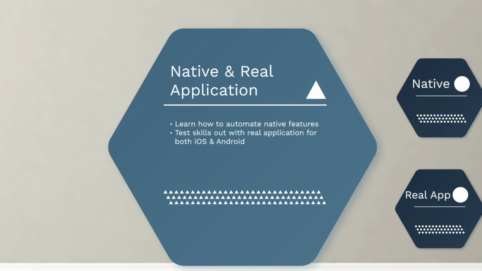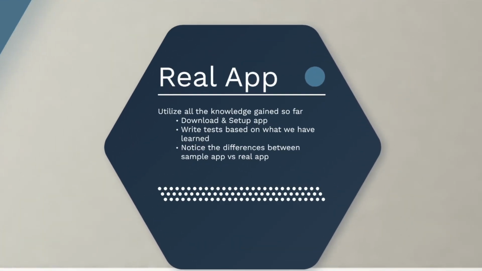Once we have covered basic tests and working with native features, we will use all of this knowledge we have gained on a real application that's deployed on an app store. So we will repeat all of the things such as download and setup of the application, writing tests in a new application, as well as learning about some of the nuances of working with real apps versus a sample application.